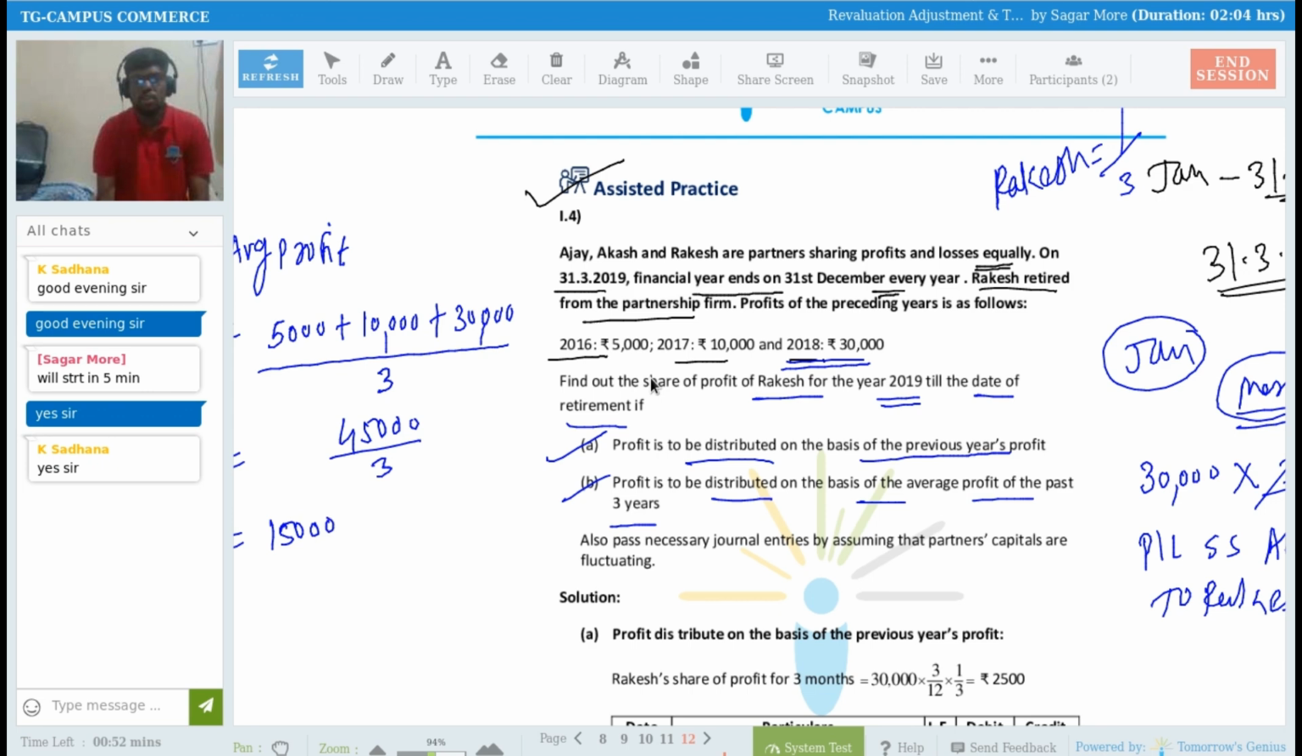15,000. So 15,000 is the average profit, multiplied by, since we have to give him only 3 months of profit, 3 divided by 12, multiplied by 1 divided by 3. So what will be the answer? 1,250. 1,250 will be the amount of profit. So the entry will remain the same: profit and loss suspense account debit to Rakesh capital account.